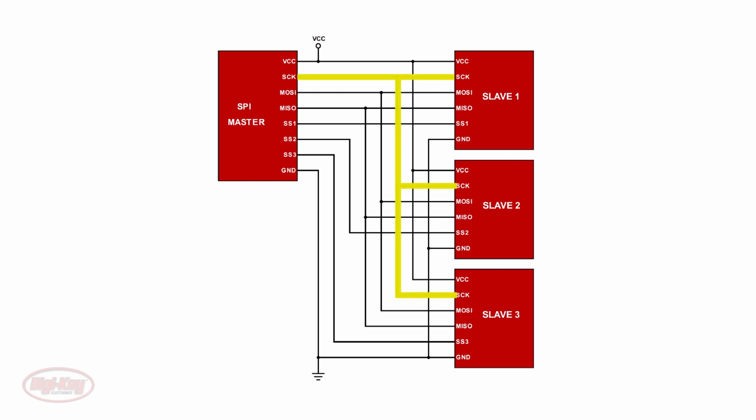The SCK line contains the clock signal, while the SS line, or slave select line, is used to select the slave device with which the master would like to communicate. You might also see CS, or chip select, in place of the slave select. The MOSI line is used to transfer data from the master to the slave devices, while the MISO line is being used by the slave devices to transfer data to the master device.